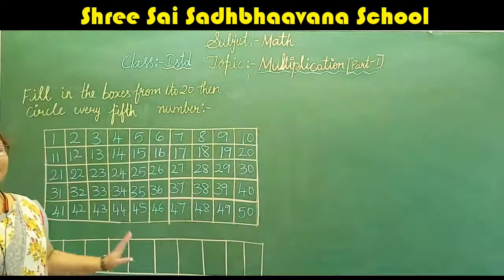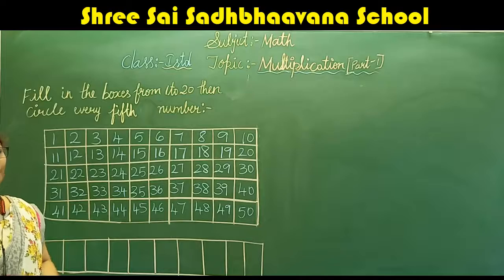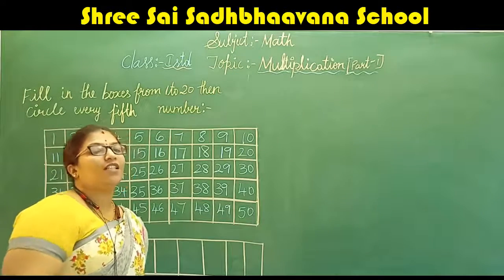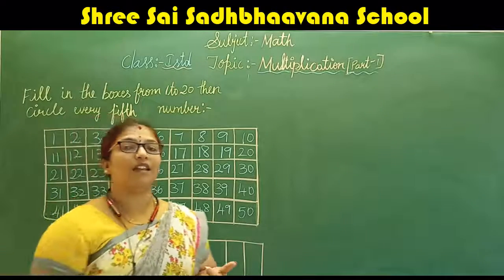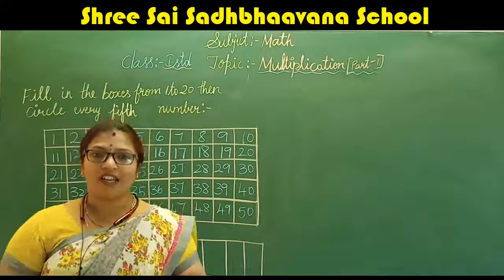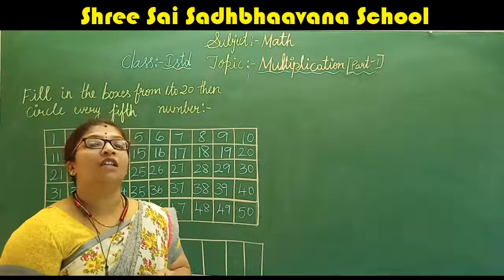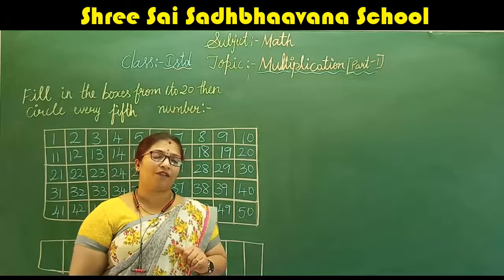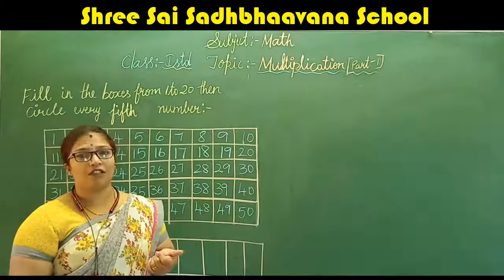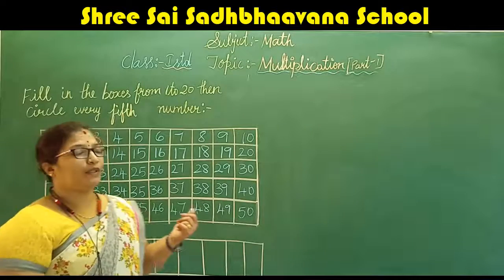So first you have to fill the boxes with numbers from 1 to 50. Now we have done skip counting in 2s, skip counting in 3s, and this is skip counting in 5s. First we did 2 numbers, then we did 3 numbers. This we have to do with 5 numbers.